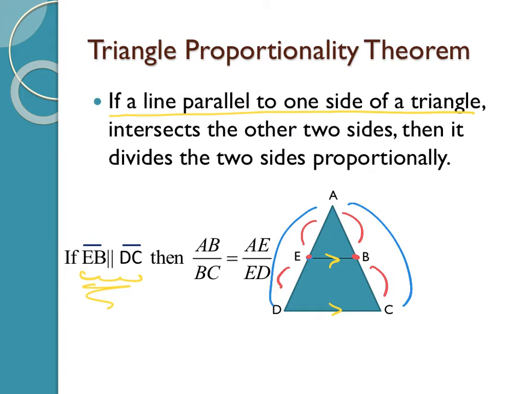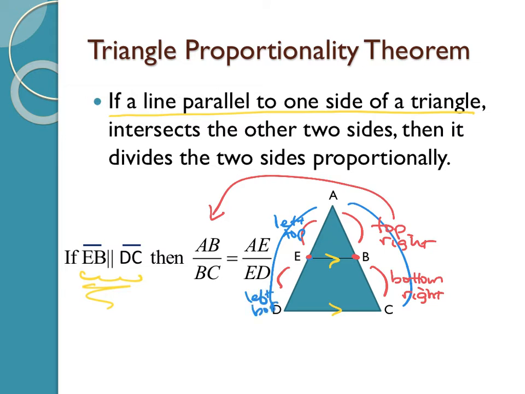Now, the way that the proportion is given to you here, what they've done is they've put top right over bottom right, and that's what's here, the AB over BC. And then they also took the left top and put it over the left bottom. And that's the way that they're setting up their proportion. So they're putting both of the top sides on the top of the fractions, and then both of the bottom sides in the bottom. Now, you could also do it left to right.